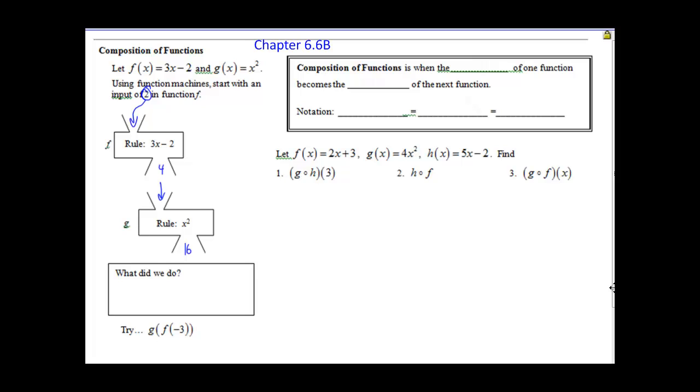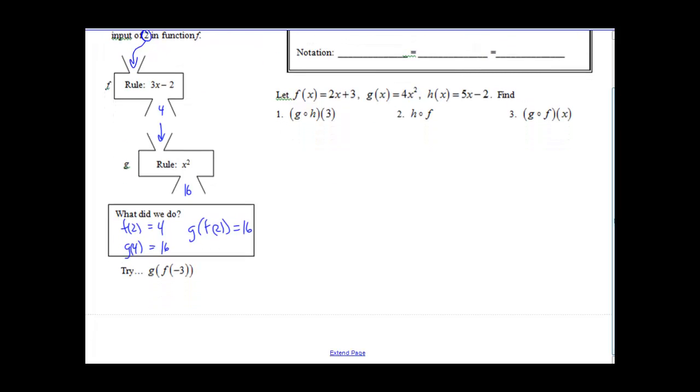Okay? So what did we do? We actually took f of 2 and got 4. Then we took g of 4, or the g function, and got 16. So put them together, g of f of 2 equals 16.